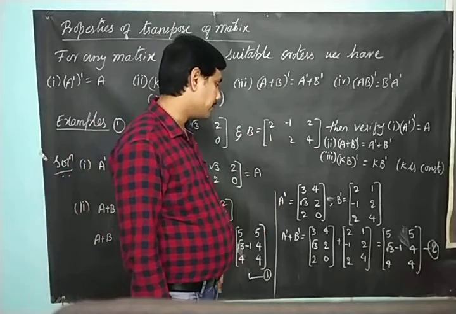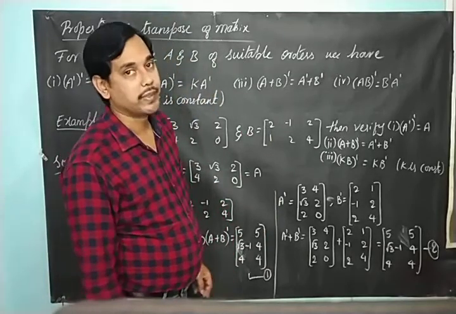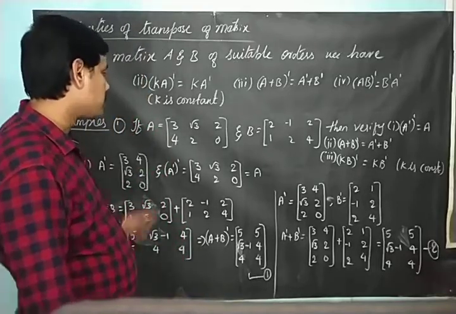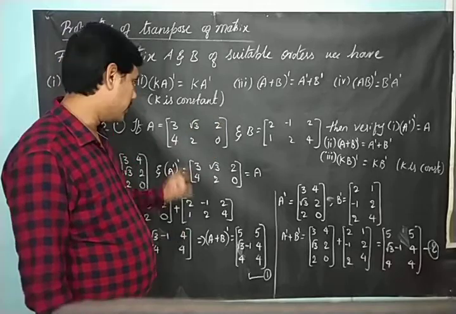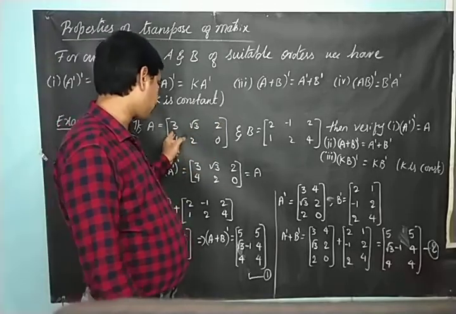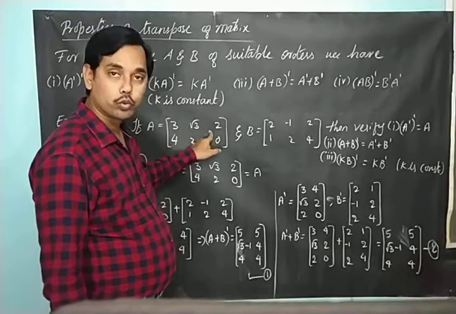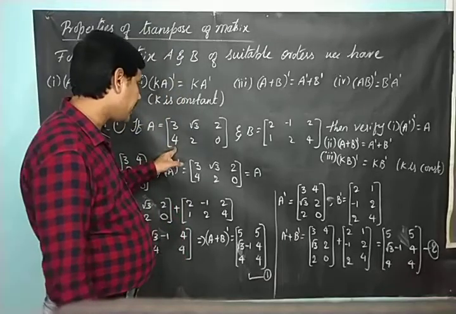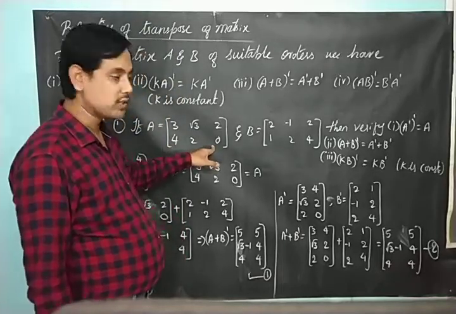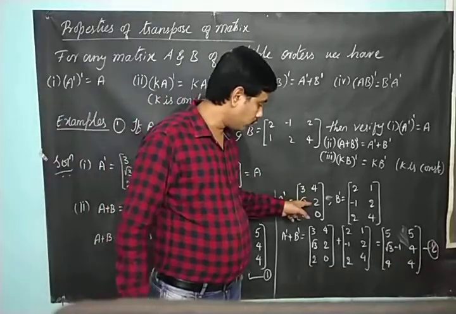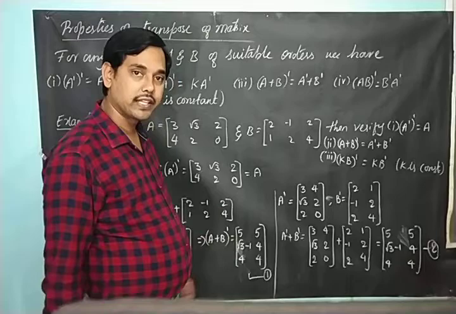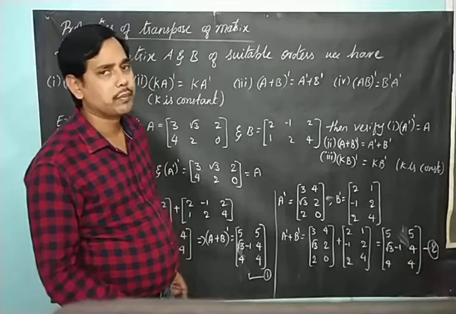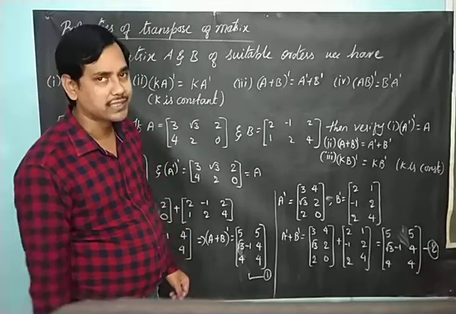A transpose plus B transpose. If I want to add A transpose and B transpose, first I should know the values of A transpose and B transpose. A is given, so what will be A transpose? Rows should be converted into columns. So the first row becomes the first column. In A transpose, the first row here is 3 root 3 2, so the first column is 3 root 3 2. What is the second row of A here? 4 2 0. So when I take the transpose, it becomes the second column, that is 4 2 0. So what is A transpose here? 3 4, root 3 2, 2 0. So transpose is nothing but writing rows as columns and columns as rows.